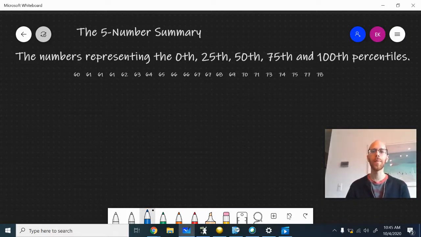I'm going to talk to you a little bit about something called the 5-number summary. It's a way of describing the distribution of data. So I got some data here. These data represent the heights of people in this class. The 5-number summary is finding these 5 values, the 0th, 25th, 50th, 75th, and 100th percentiles. Now, the way that we go about doing that is a little bit different than what we learned last class. So let's get into it.